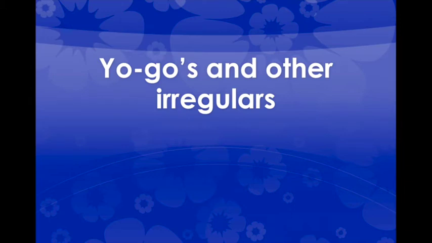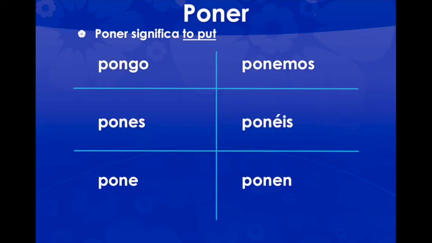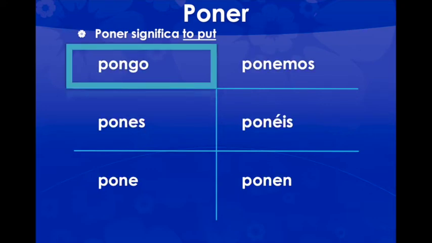Now we're going to cover yogos and other irregulars that happen in the present tense, just other things that go on when we're conjugating that we need to be aware of. The big one that you probably remember is yo tengo. That's considered a yogo, but other verbs end in go when they're in the yo form as well. For example, poner means to put. You can see it's regular everywhere else: pones, pone, ponemos, ponéis, ponen. Not even a stem change. But the yo form becomes yo pongo, meaning I put or I set. So pongo mis libros en la mesa. I put my books on the desk.